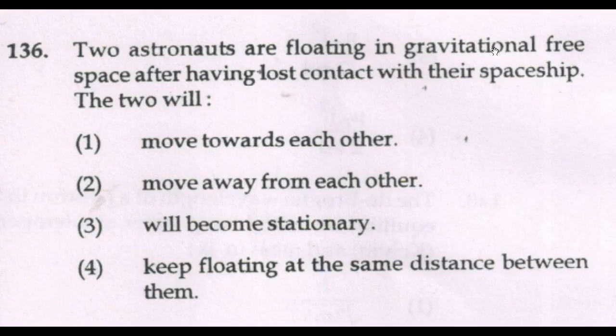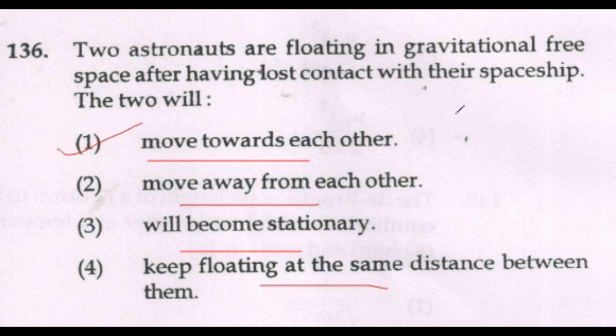Two astronauts are floating in gravitational space after having lost contact with their ship. So the two will move towards each other, move away, be stationary, or keep floating. Well, according to me, it should be move towards each other, because as the astronauts are in space, there is no force on them except gravitation. So one astronaut will pull the other one in his direction.